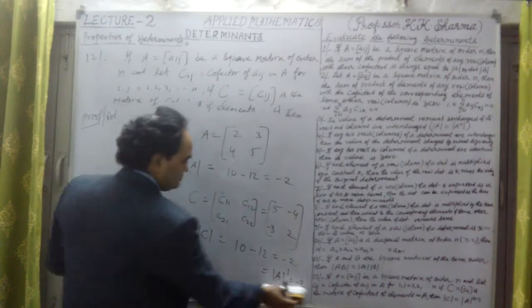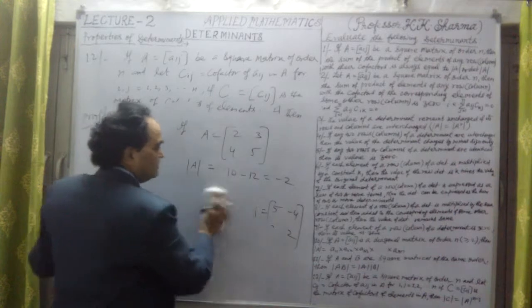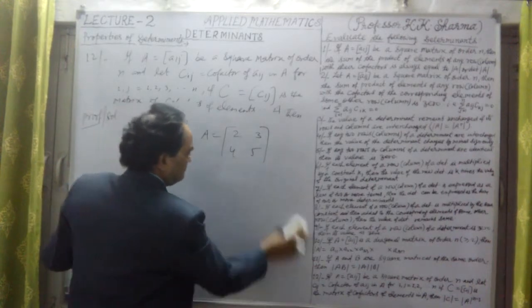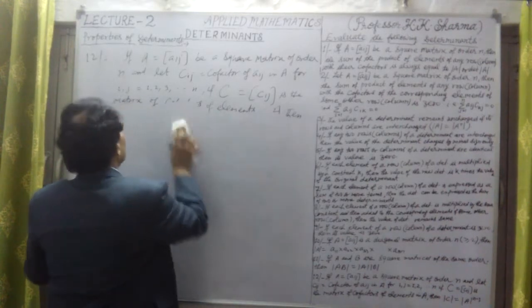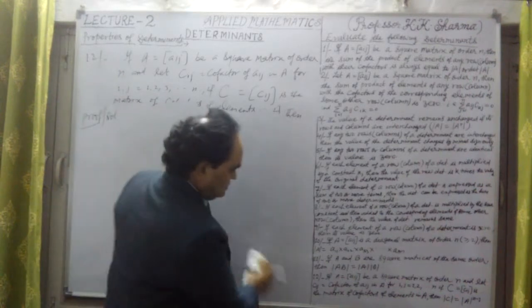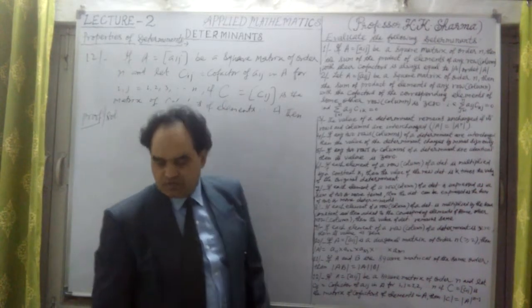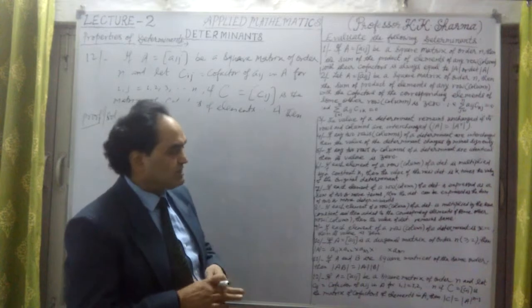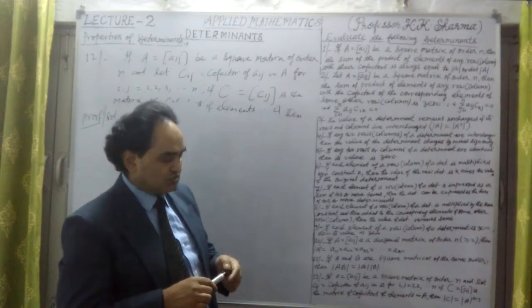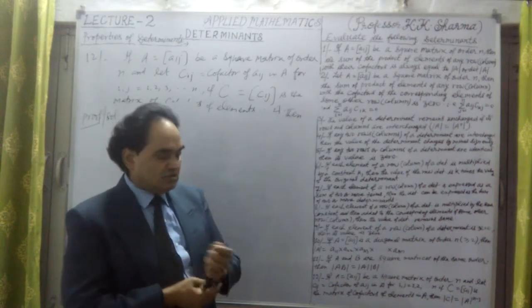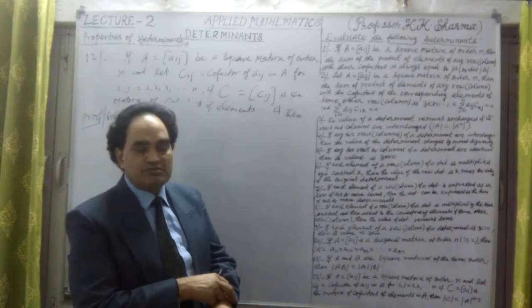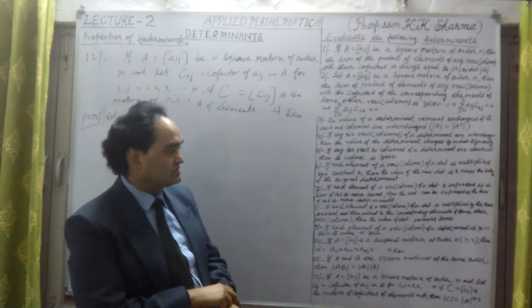So this is property number 12 we have put here. And other numerical questions can also be taken to prove this. So all 12 properties are put here. These are very helpful in solving questions on determinants, which are discussed in the next classes here.